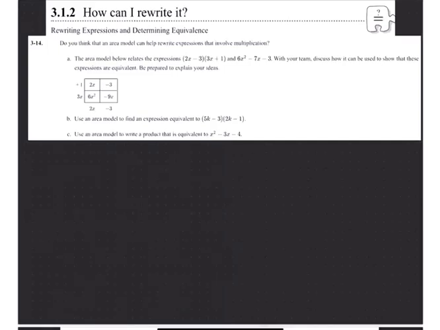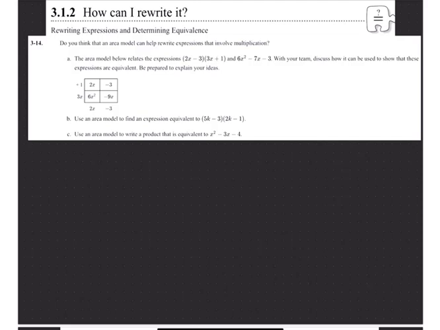Hey guys. So today we're going to continue, well actually we're going to start our new section 3.12, how can I rewrite it, where we're rewriting expressions and determining if they're equivalent or not. So a little bit of a continuation of what we did in the previous section, but just diving in a little bit more, getting a little bit more in depth.